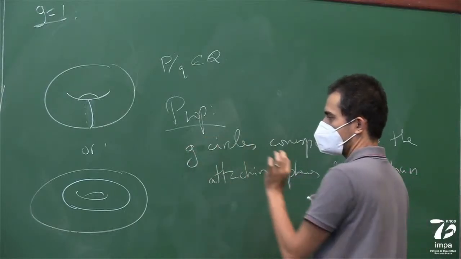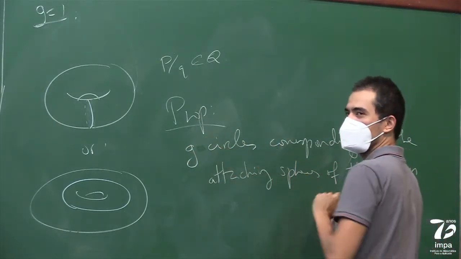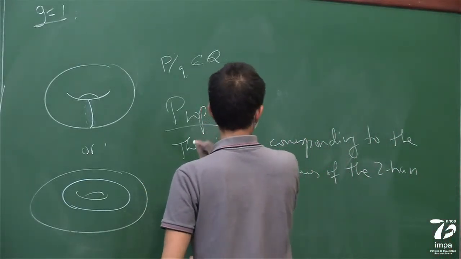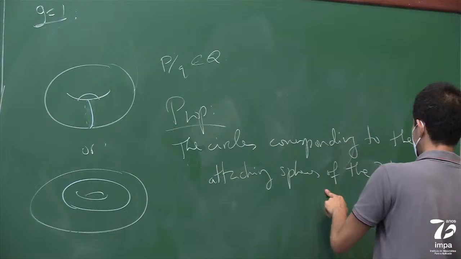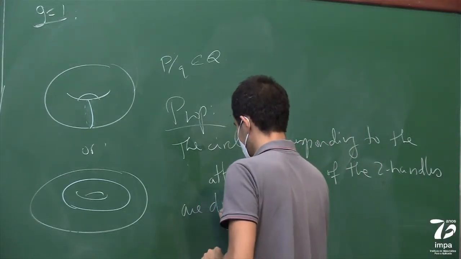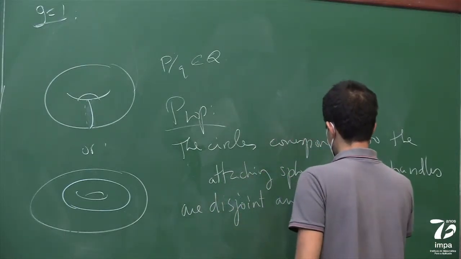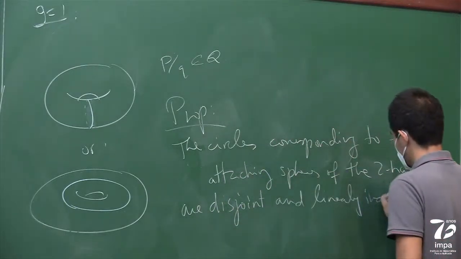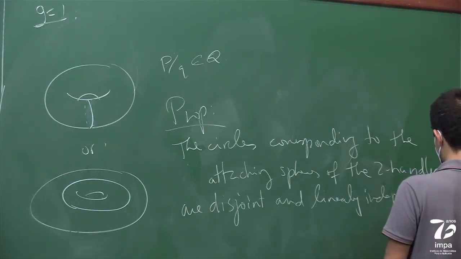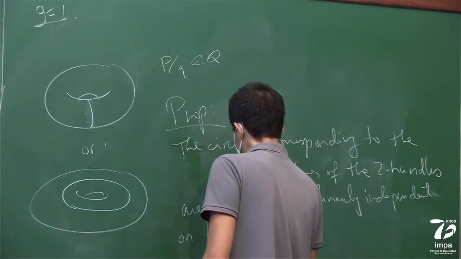Actually, it's not G circles, it's G circles. G is the number of circles. So you have the circles corresponding to the attaching spheres of the two handles are disjoint and linearly independent on the first homology of this guy.